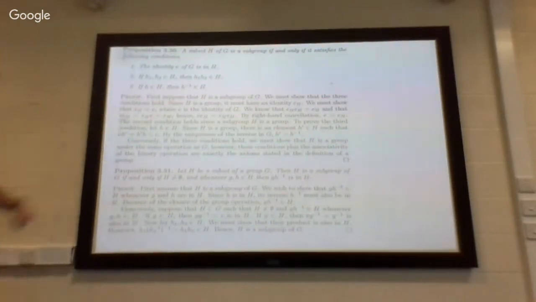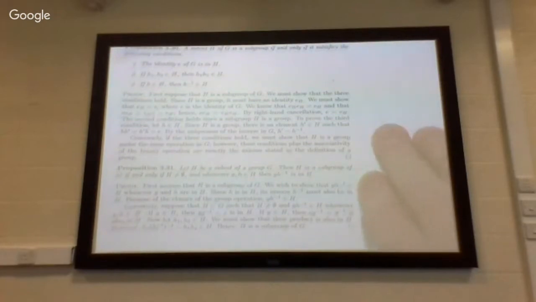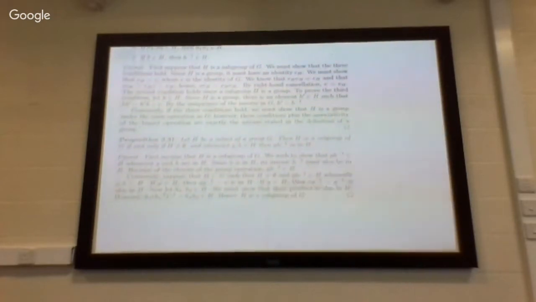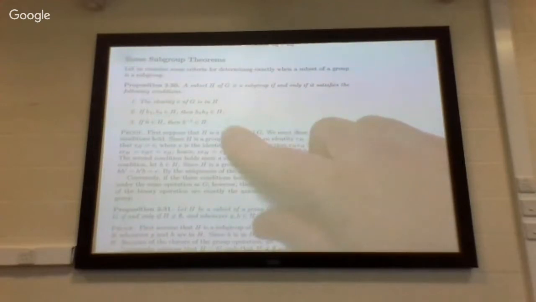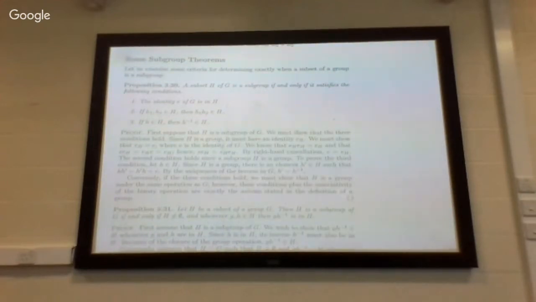This proof is just checking all the little details. Now there's also the second subgroup theorem, which is an alternative subgroup theorem. To use the first theorem, if you want to check that a given subset is a subgroup, you just check all the axioms. Remembering that you don't need to check associativity, but you check the identity, closure, and inverse axioms of H.